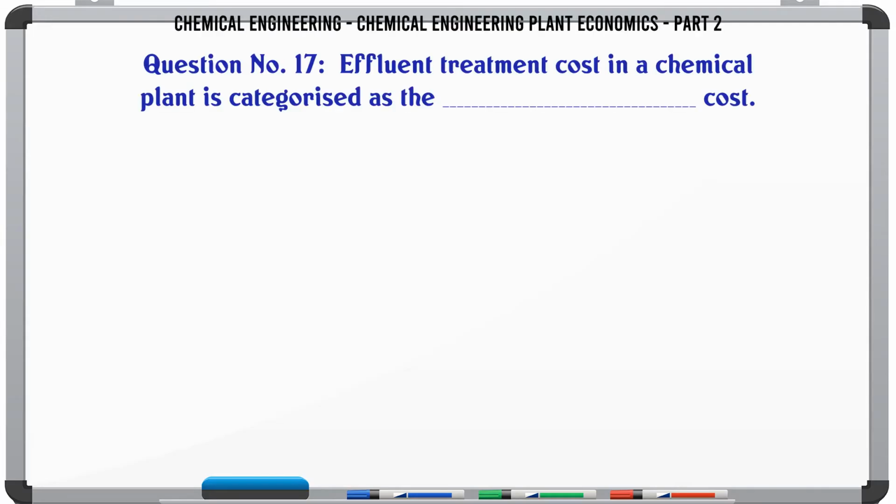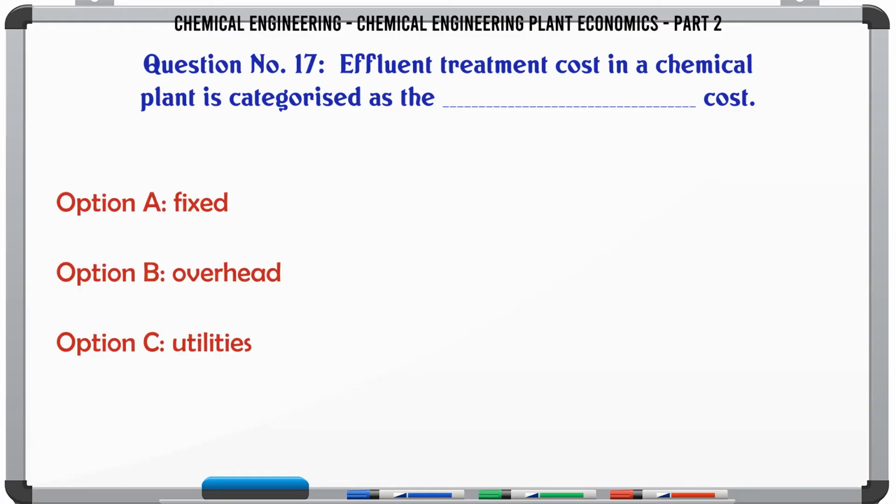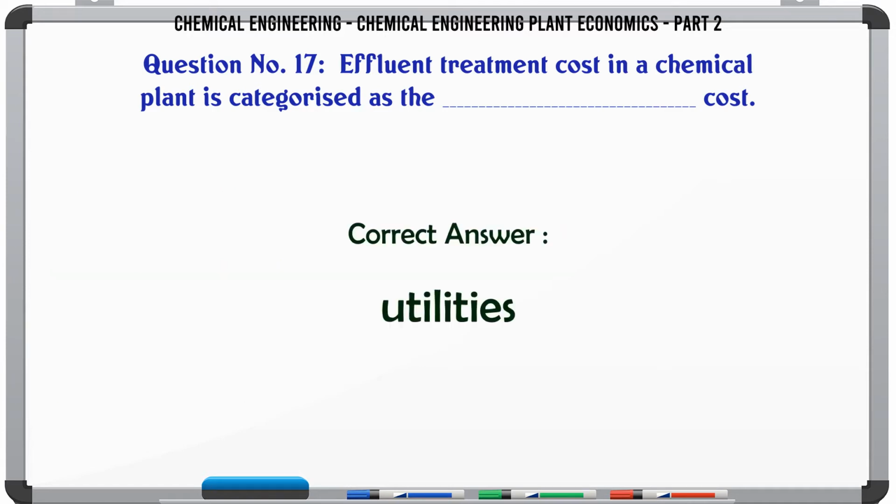Effluent treatment cost in a chemical plant is categorized as the cost A. Fixed, B. Overhead, C. Utilities, D. Capital. The correct answer is utilities.